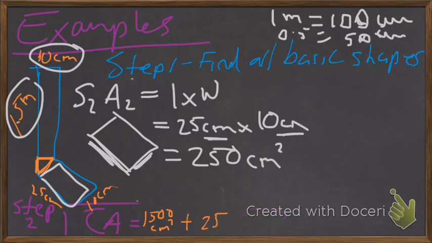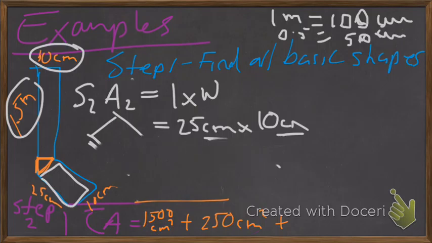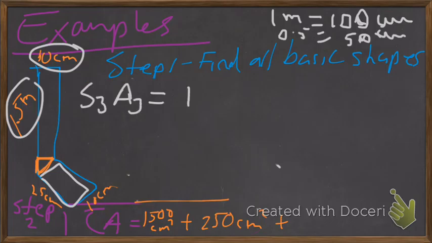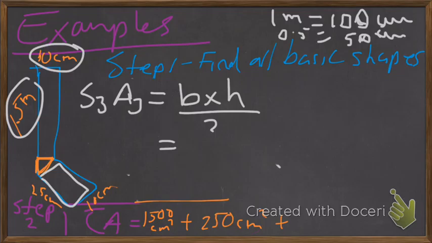Plus 250 cm squared. And finally, this video is getting pretty long, so we're going to do this last one really quick. Our last area is that little orange triangle that we left over. So shape 3, area 3 equals base times height divided by 2. Now, we don't have measurements for this one, do we? No. But the thing that we can do is we can add these two areas, right?